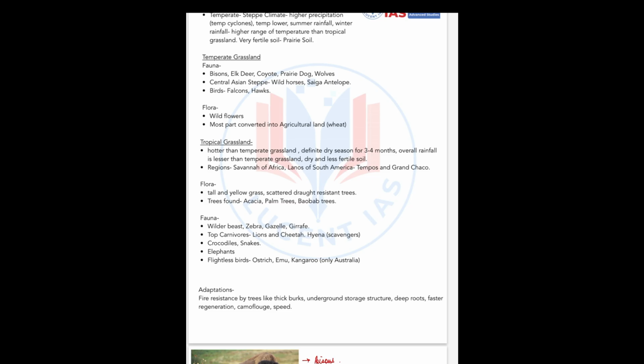So the temperature is hotter than temperate grassland. They have a definite dry season for 3 to 4 months, and overall rainfall is lesser than temperate grassland.